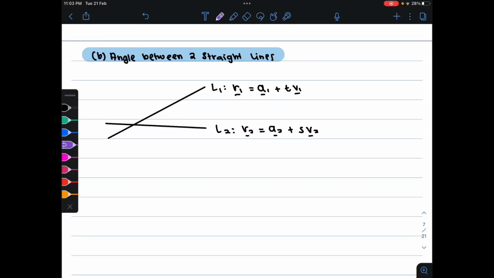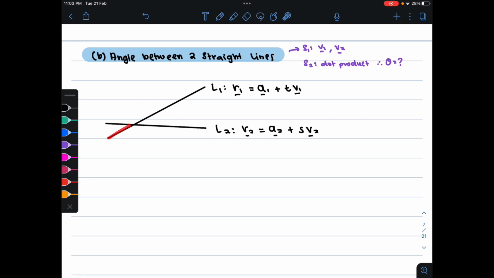Next part is to find the angle between two straight lines. The first step is to find the direction vectors v1 and v2 for these two lines. And the second step is to use the dot product in order to find the angle between the two vectors.